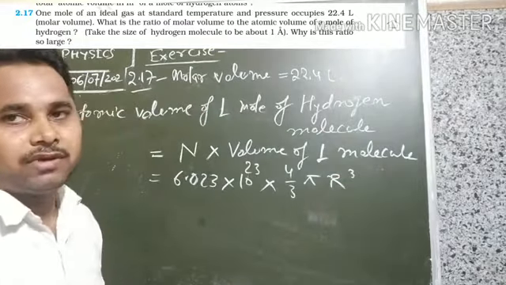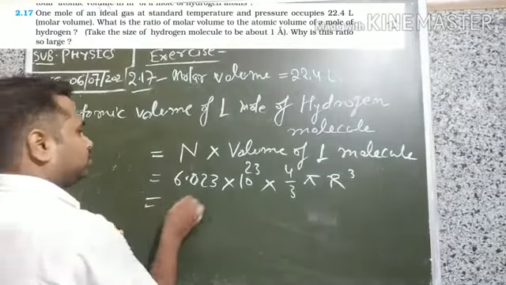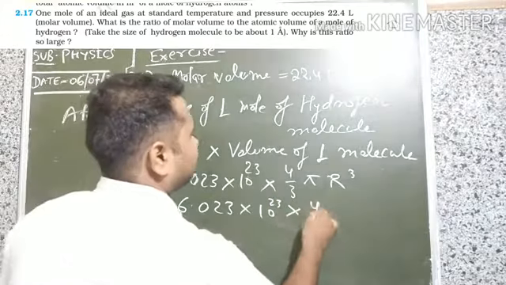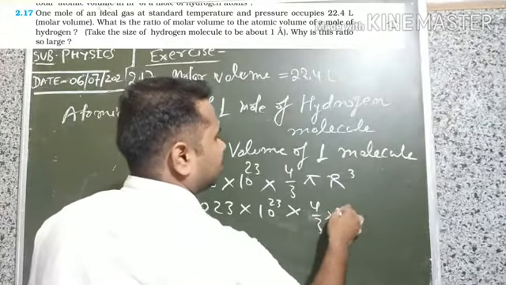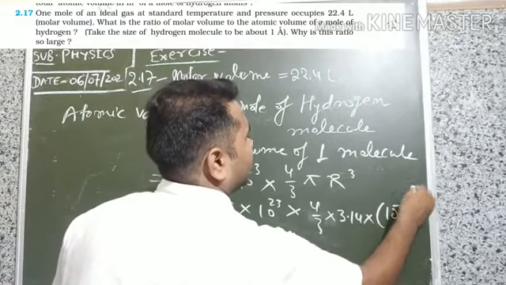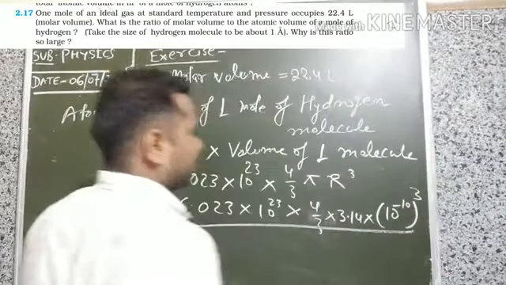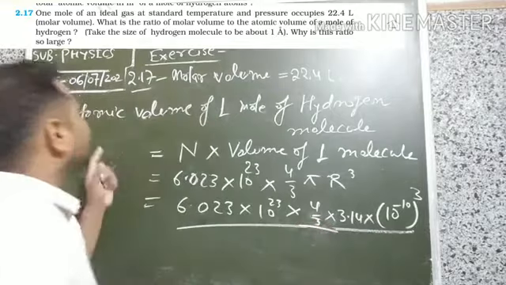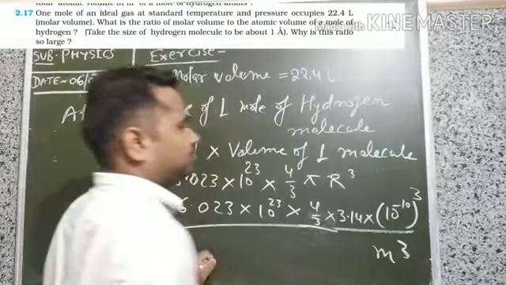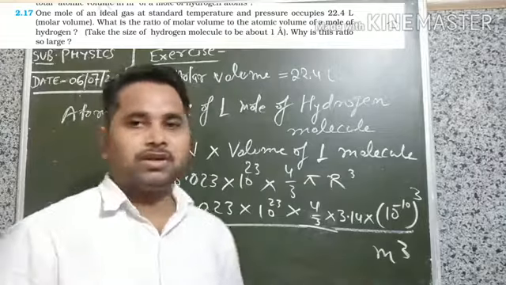And here r is given 1 into 10 power minus 10 meter, 1 angstrom only. So 6.023 into 10 power 23 multiplied by 4 by 3. You can put the value of pi 3.14 and r is 10 power minus 10 whole cube. So by solving this expression you will get the atomic volume of 1 mole of hydrogen molecule in meter cube, because now radius is in meter, so the volume will be in meter cube.